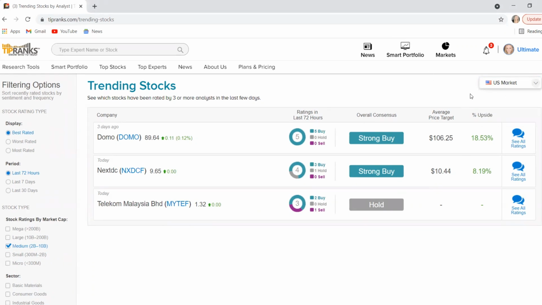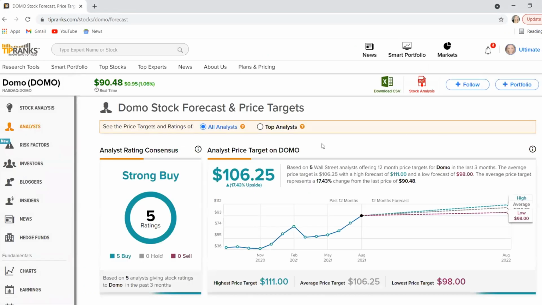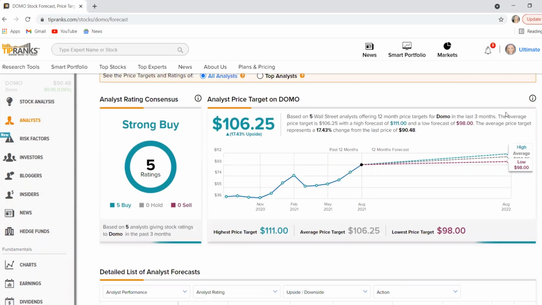If you want to find out more about a specific stock, just click on See All Ratings. Here you'll be able to conduct more research and add stocks to your portfolio or watch list.